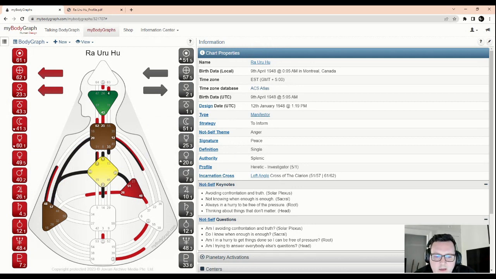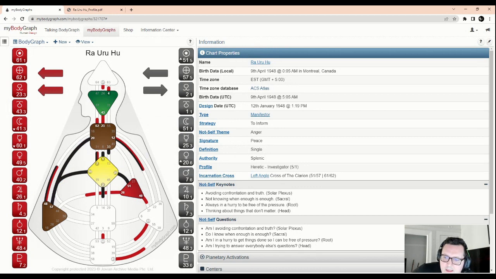They used to be the rulers, the typical rulers of the world. Manifestors were in charge, but that's kind of changing now because there's projectors on the scene now, and they have a different function to play than the manifestors do. But the manifestors are still very useful and an important aspect of the whole picture. So that's his type as manifestor.